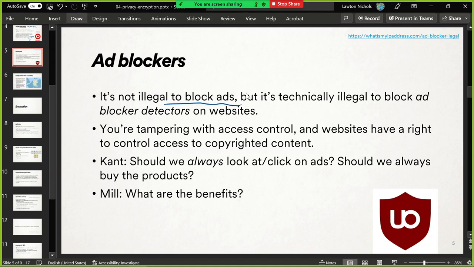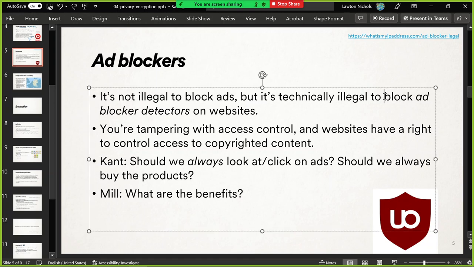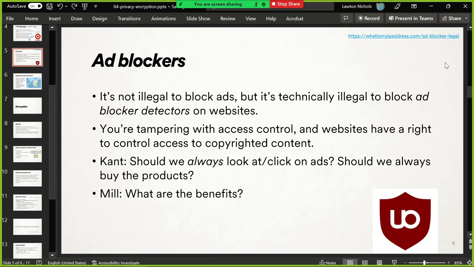It's not illegal to block ads, but it is technically illegal to block ad blocker detectors on websites. So have you ever, like, you see something on Reddit and it links to the New York Times and you click on it and you scroll for a little bit and it's like, please buy a subscription if you would like to keep reading this. Even if you have an ad blocker installed, you're still going to see that because it's illegal to block the ad blocker detectors or to block the, hey, you need to get a subscription button.